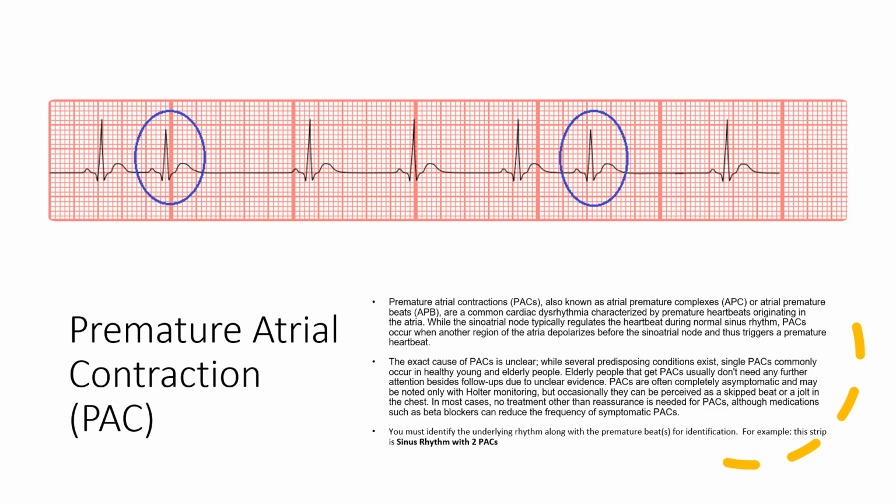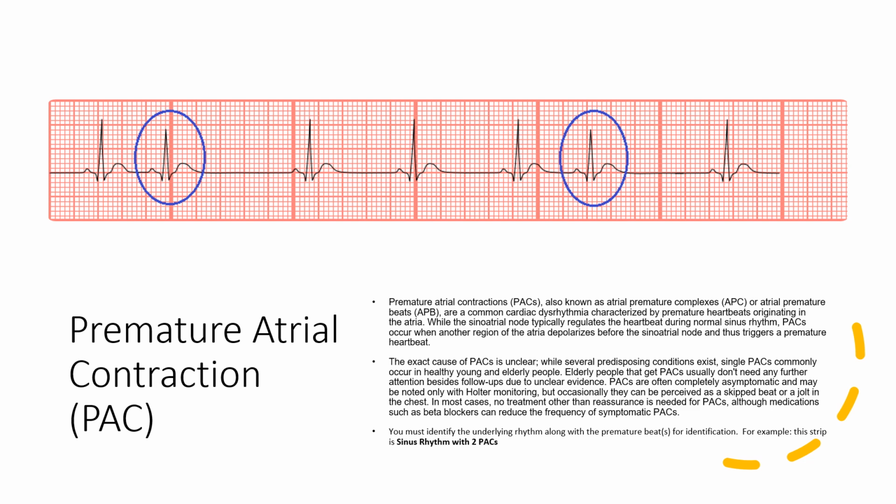So the underlying rhythm of sinus rhythm is coming from the SA node. These two early complexes over top of that SA node are also firing from an irritable place in the atrium. Therefore, we have two that have come early.